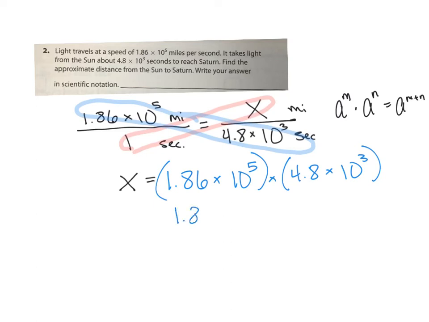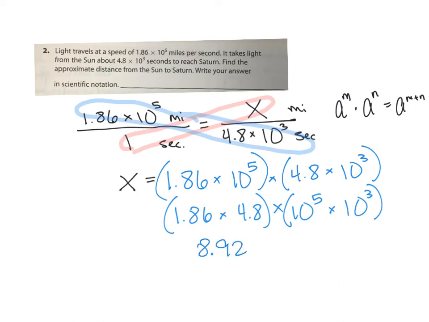It will be 1.86 times 4.8 times 10 to the 5th times 10 to the 3rd. All right. Then I just get my calculator out to calculate these two. Calculate, calculate, calculate. And I get 8.928 on the calculator.